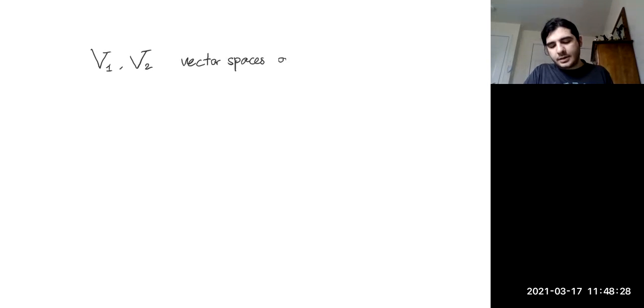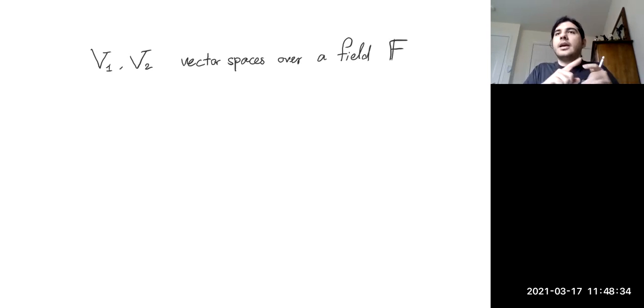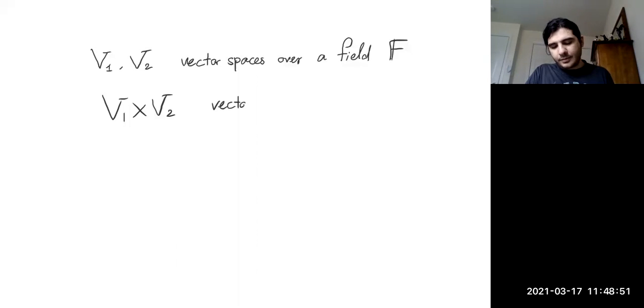So if we have two vector spaces, V1 and V2, the important thing is that over a field F, they are supposed to be vector spaces over the same field. I'm not assuming they are vector spaces over different fields in this construction. I'm assuming both of them are vector spaces over the same field. So V1 times V2 would be a new vector space over this field F.